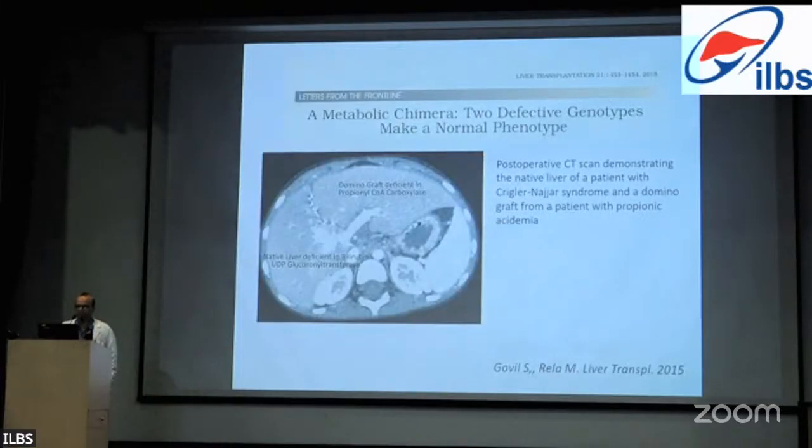So this is Dr. Rela's publication from long back, 2015, showing a patient's post-operative CT. This is the domino graft deficient in propionyl carboxylase, and this is the native liver with Crigler-Najjar, and both are compensating each other's enzyme defects. And this is the normal phenotype.